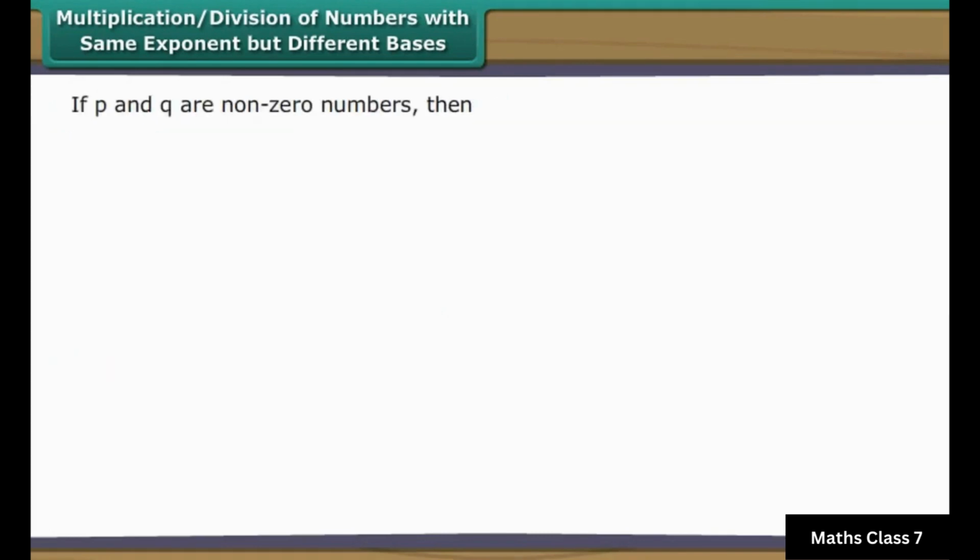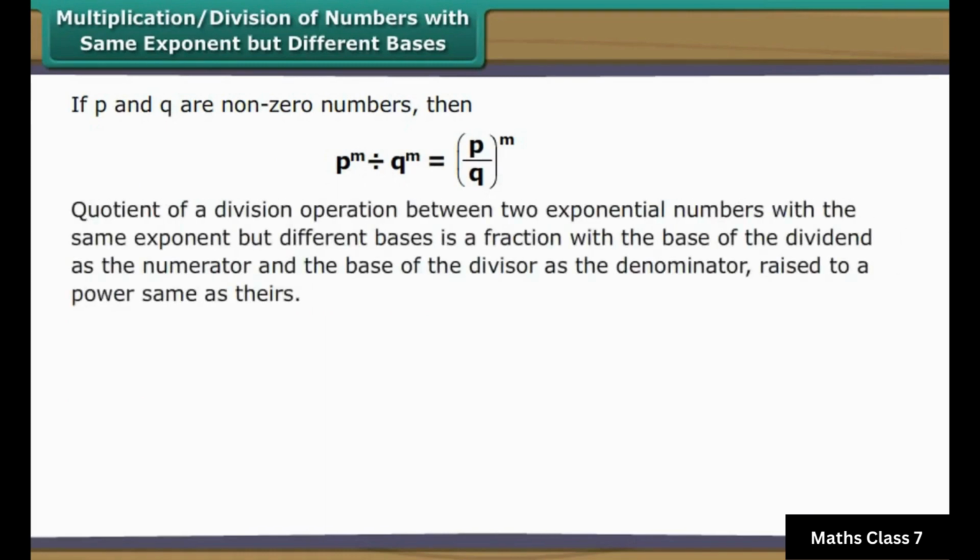If p and q are non-zero numbers, then p raised to the power m divided by q raised to the power m is equal to p upon q, the whole raised to the power m. The quotient of a division operation between two exponential numbers with the same exponent but different bases is a fraction with the base of the dividend as the numerator and the base of the divisor as the denominator, raised to a power same as theirs. Let us now use the law.